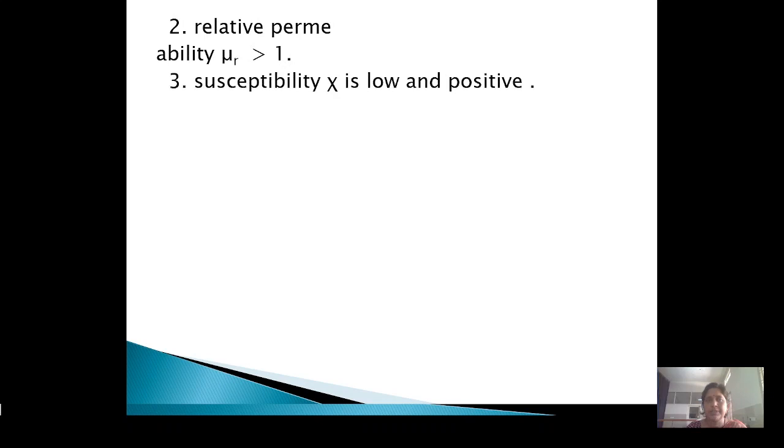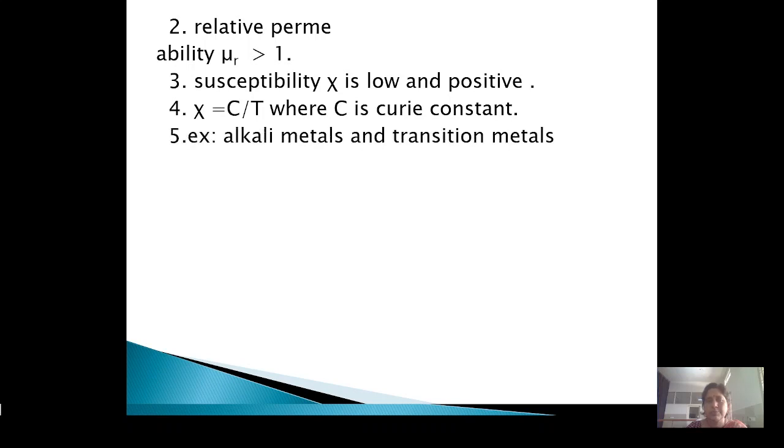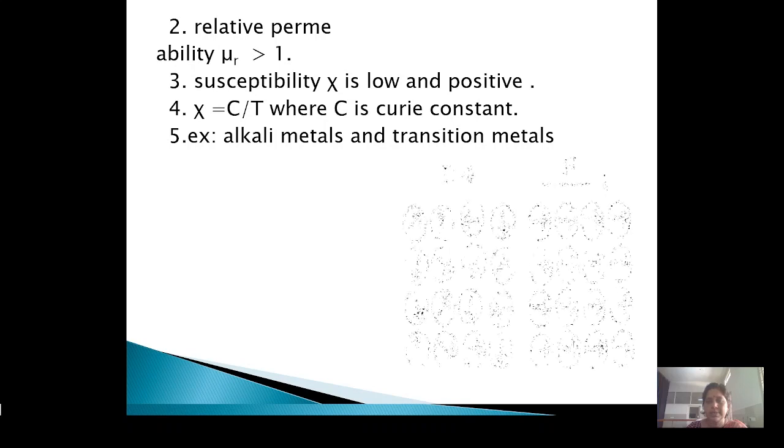Relative permeability mu r is greater than 1. Susceptibility chi is low and positive. Chi is equal to C by T, where C is the Curie constant. Examples: alkali metals and transition metals. See here.